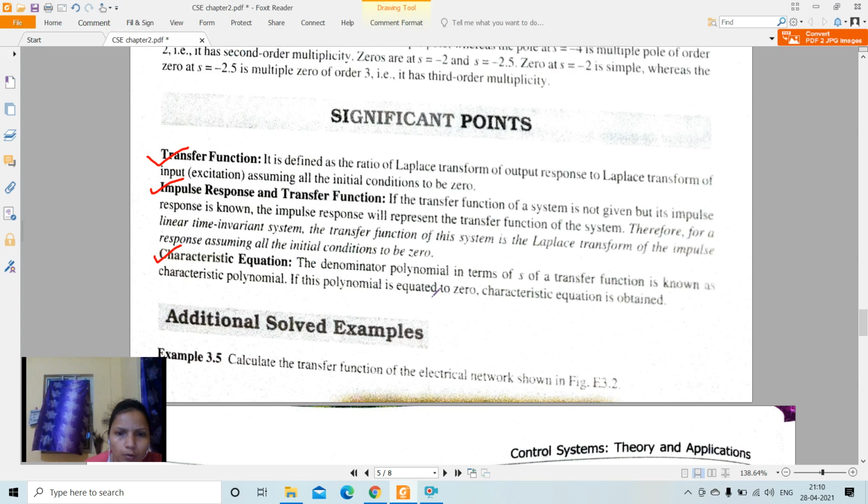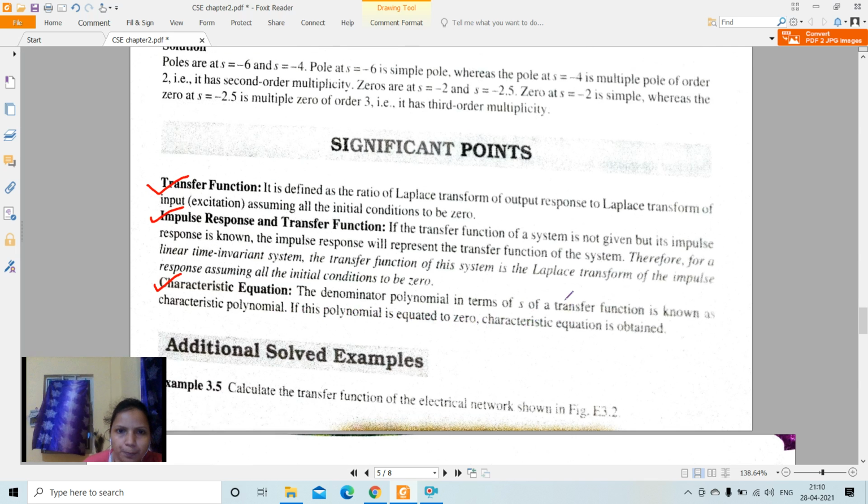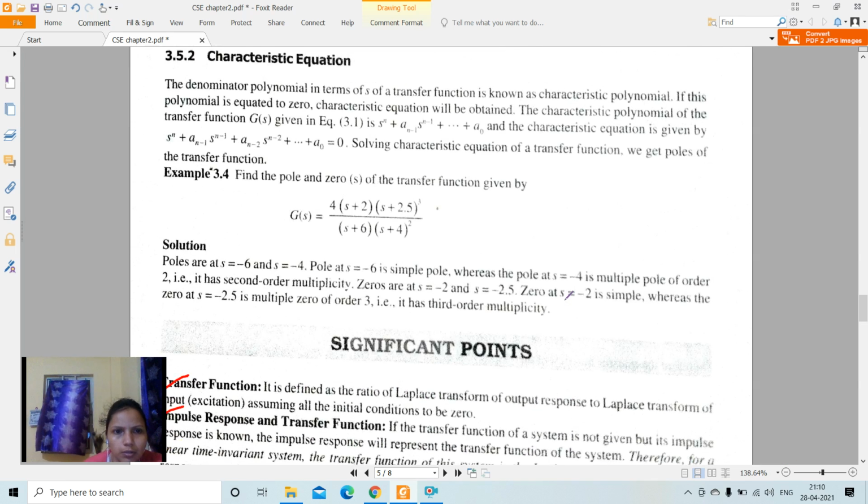The denominator polynomial in terms of s of a transfer function is known as the characteristics equation. If this polynomial is equated to 0, the characteristics equation is obtained. This is done here.